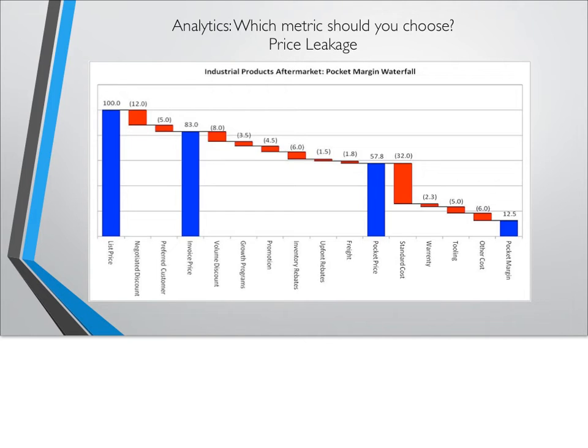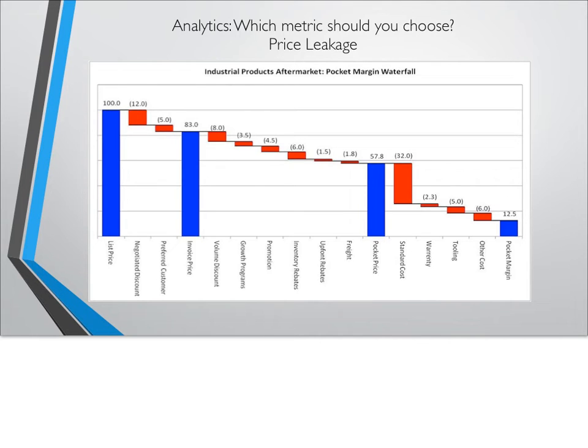And now your invoice price is 83%, from which you give a volume discount of 8%, a growth programs discount of 3.5%, a promotional discount of 4.5%, an inventory rebate of 6%, an upfront rebate of 1.5%, freight of 1.8%, and now suddenly you're left with a pocket price of 57.8%, which is nearly half of what you wanted to sell it at.